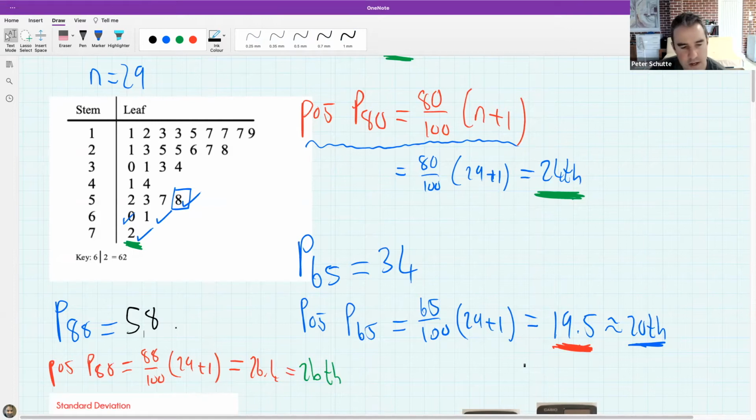So Barbara, what I first had to do for the 88th percentile was work out its position. I used the formula: the percentile value over 100 times n plus 1, where n is the number of items in the data set. We got a value of 26.4, but when you round it, you round down to 26. It's the 26th position. And because there were 29 items in the data set, I just went backwards: 29, 28, 27, 26. So that would be the 26th item in the list, and its value is 58.